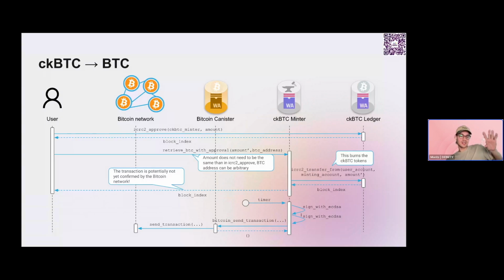And what it does then is it selects UTXOs from the UTXOs it controls with a total sum of at least the sum of the retrieval requests, of course. And then it constructs a transaction with the selected UTXOs as input and one output for each of the retrieval requests.